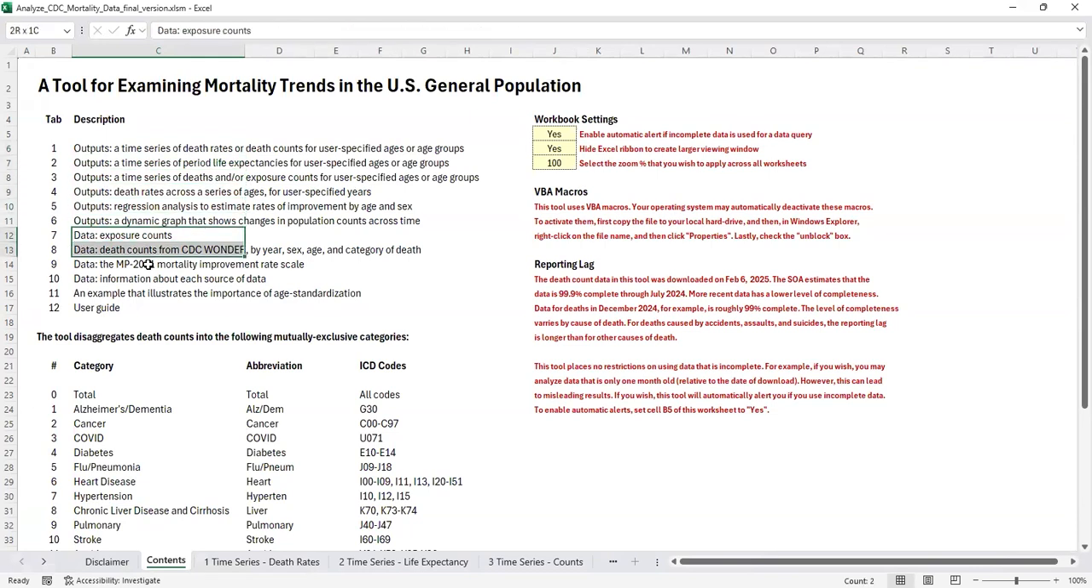Worksheets 7, 8, and 9 contain the data. Worksheet 10 provides some information about the data sources. Worksheet 11 discusses some of the methodology that is used in this workbook. And worksheet 12 is a user guide that describes how to generate outputs on these first 6 worksheets.